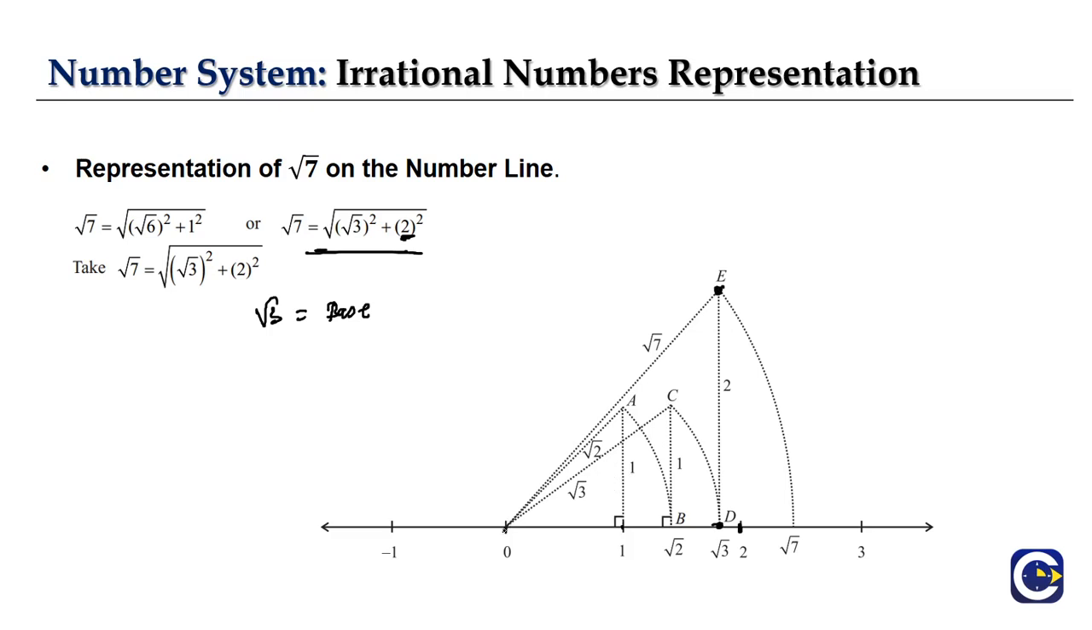Take a point at 0 and take the radius OE, and using the compass draw an arc. It will touch our number line, and that particular point is our root 7 location on the number line. So this is how we can find any irrational number using this Pythagoras theorem format. Let's do one more irrational number.